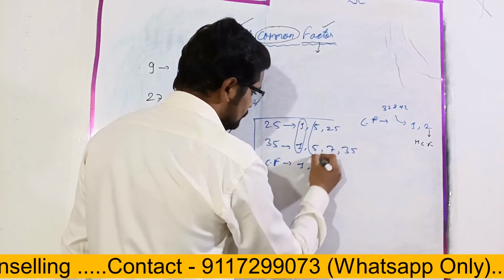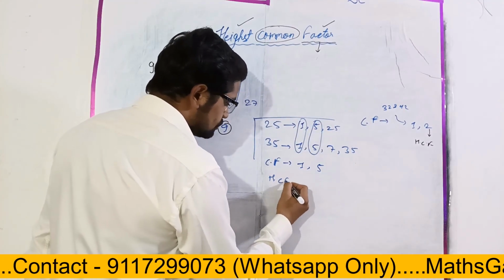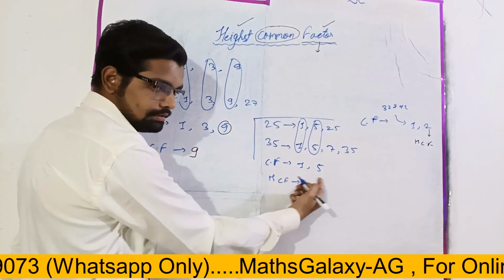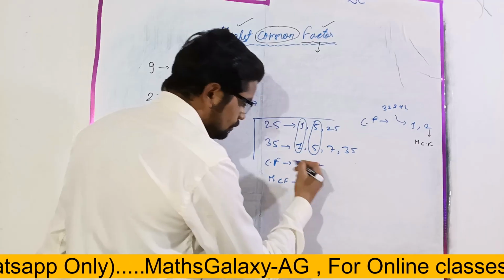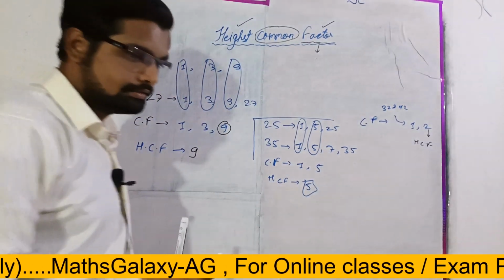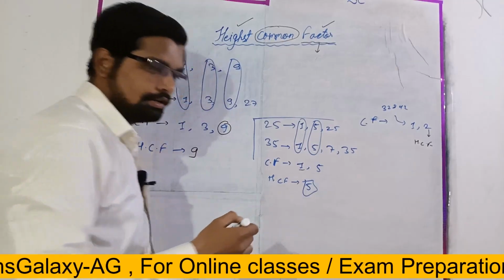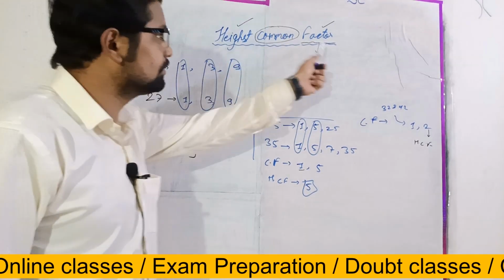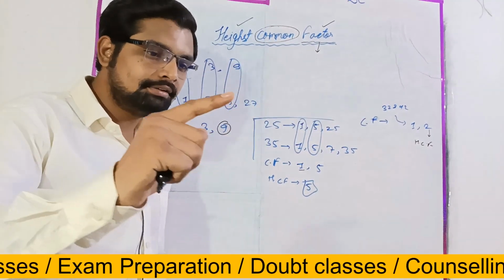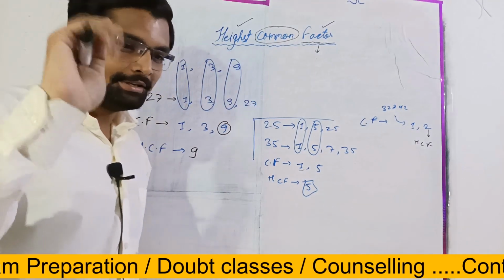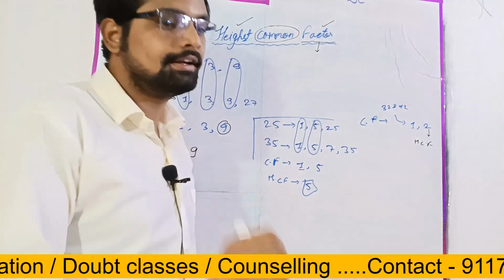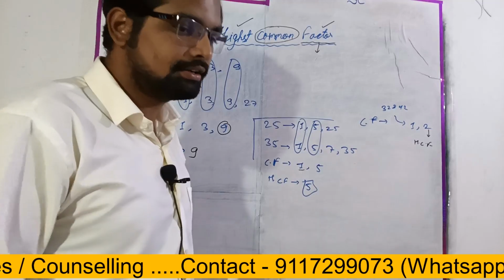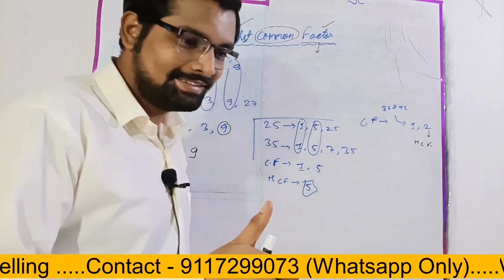As you can see here, which one will be the highest common? 5. And what will be the lowest common? In each case, if we find the lowest common factor, the answer will be 1, right? So that's why we didn't find the lowest common factor for two or more numbers. Did you get it?